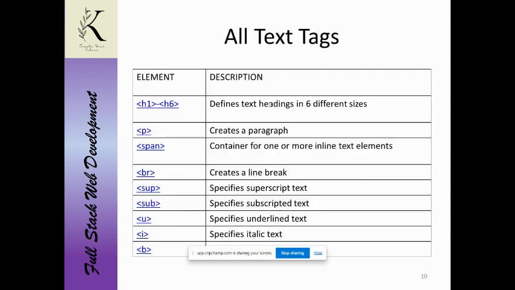So H1 I already discussed. P tag for paragraph, span. If you have a large context and in the large paragraph, suppose two or three words you want to change the formatting, we can mark these two or three words with the help of span, and whatever style information we are adding to the span will be applicable to only those three words.